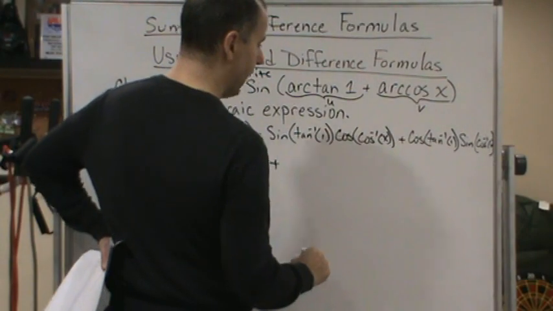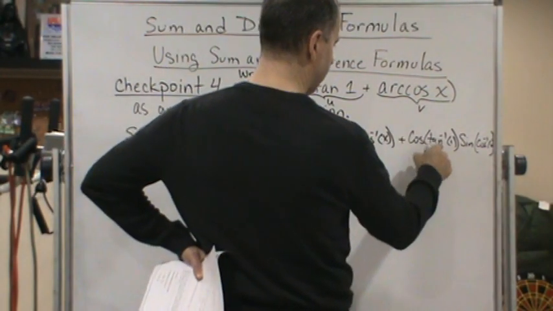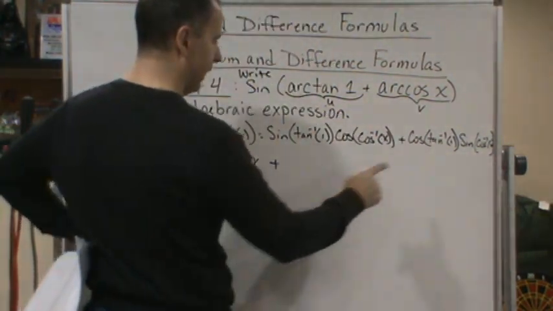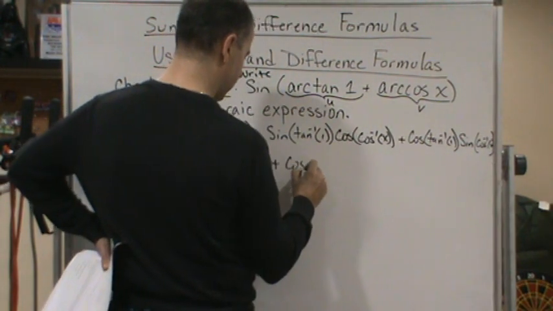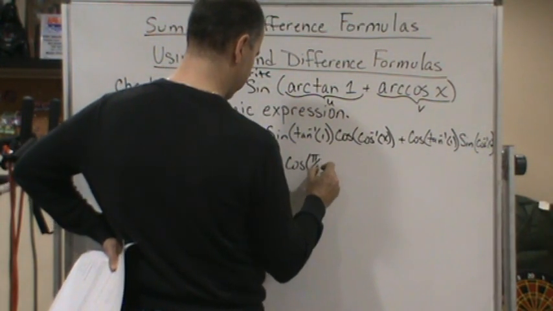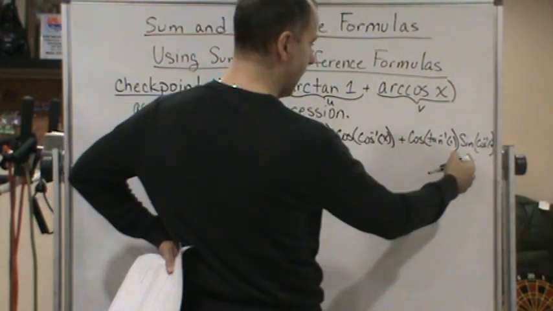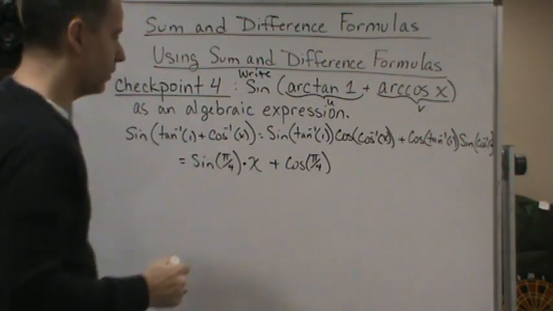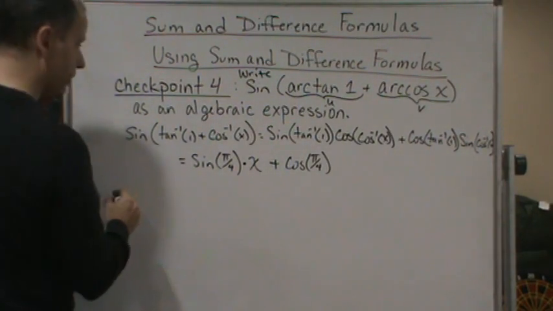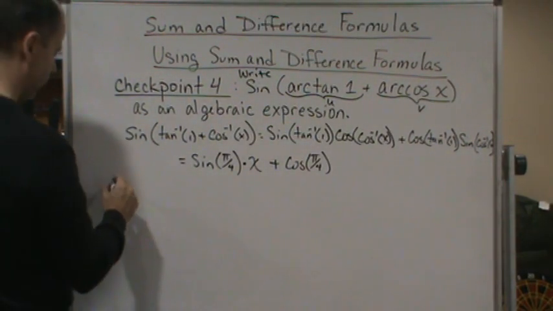Plus, now I've got cosine of tangent inverse 1. Again, this is going to give me a pi over 4. So it's going to be cosine of pi over 4 times, now, sine of cosine inverse of x. Okay, so this is sine of cosine inverse of x.